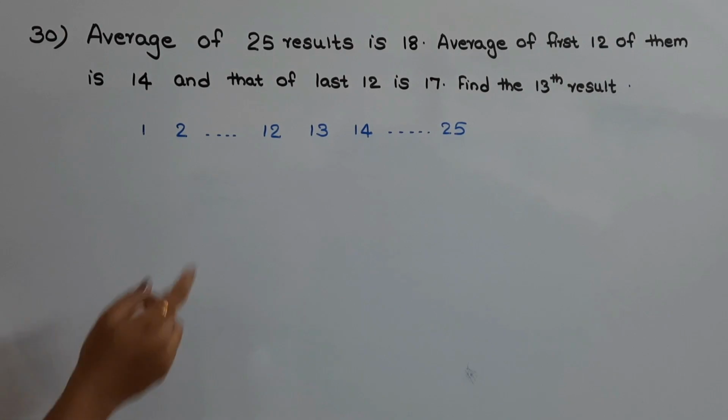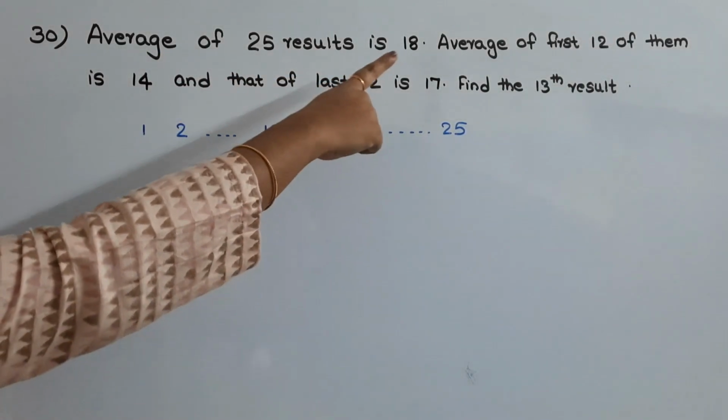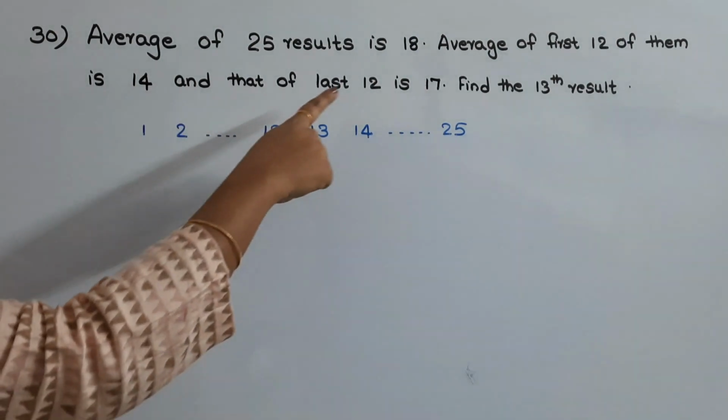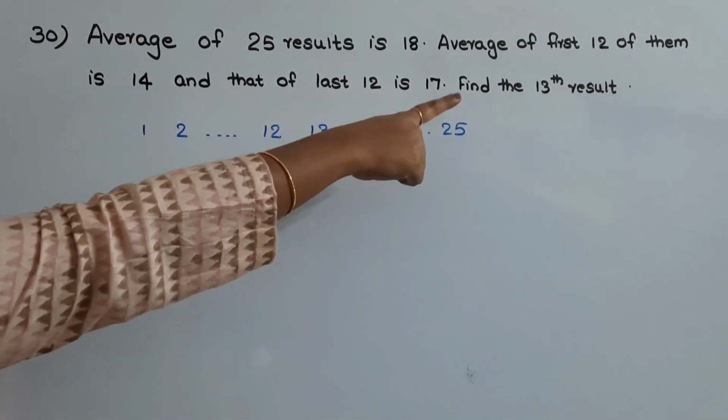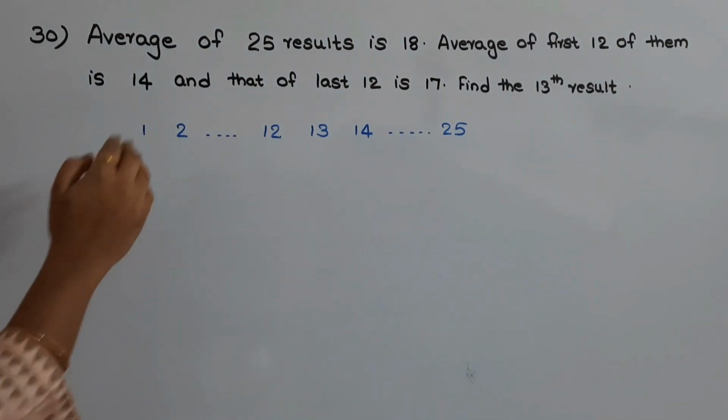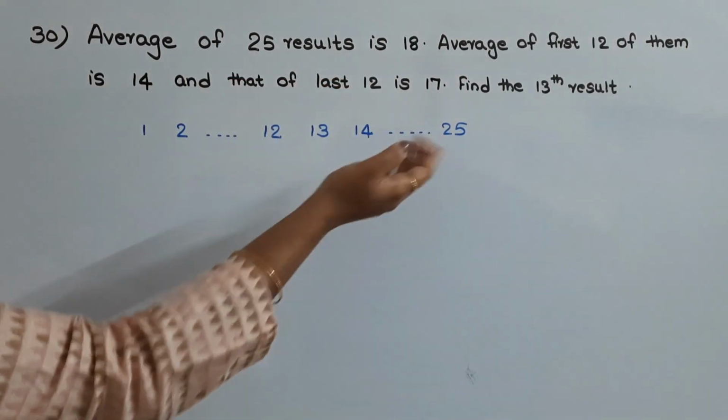The next question is, average of 25 results is 18. Average of first 12 of them is 14 and that of last 12 is 17. Find the 13th result.